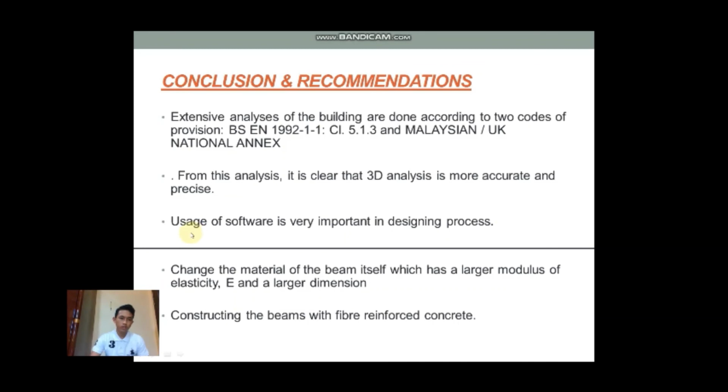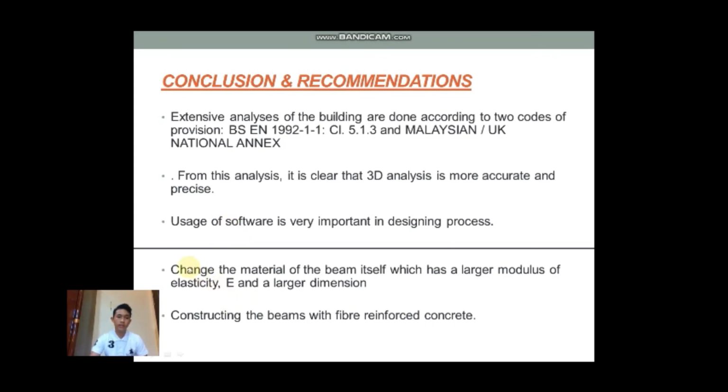The next conclusion is that usage of software is very important in the design process. Absolutely, because as I said, when you use software, you will get more accurate measurements, and we can save our time instead of using manual drawing.